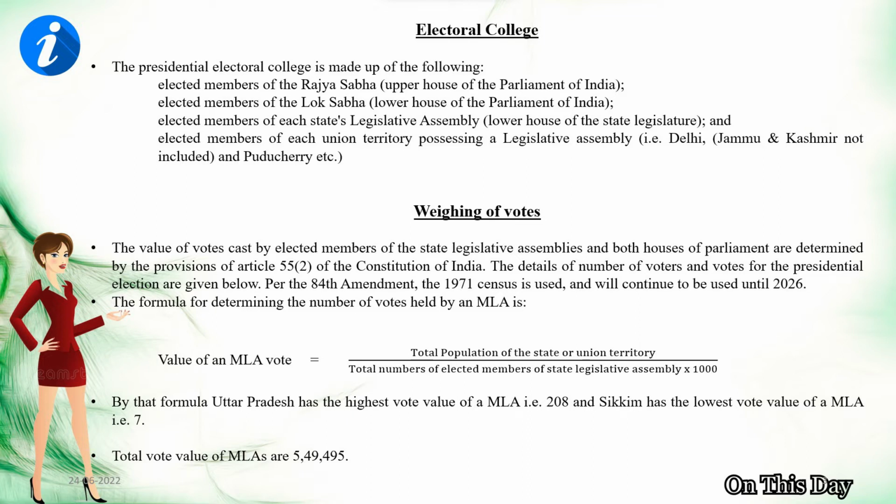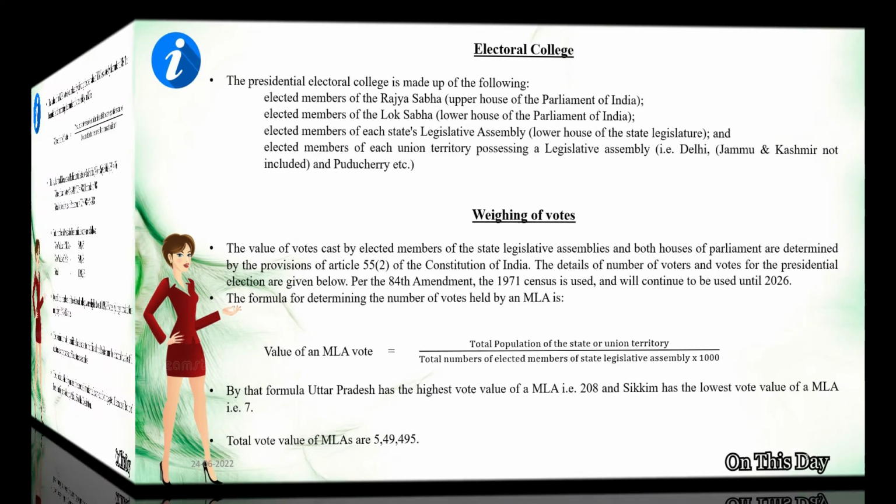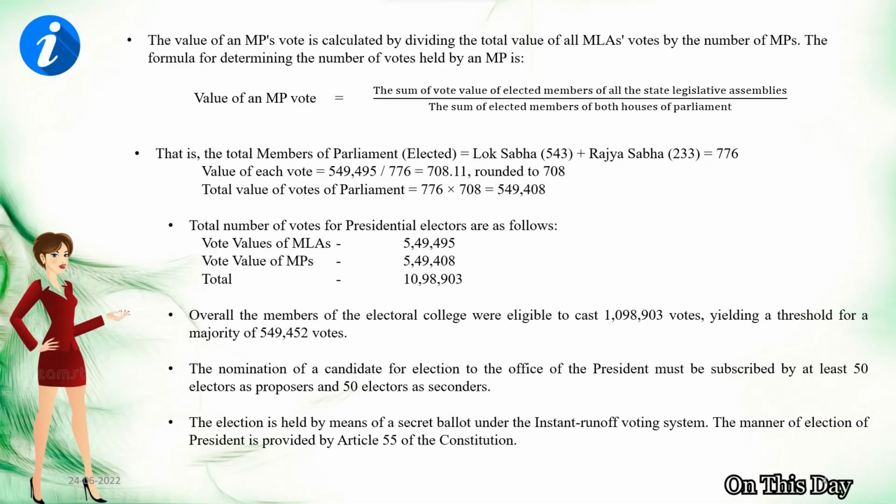The formula for determining the number of votes held by an MLA is: by that formula, Uttar Pradesh has the highest vote value of a MLA, i.e. 208, and Sikkim has the lowest vote value of a MLA, i.e. 7. Total vote value of MLAs are 549,495. The value of an MP's vote is calculated by dividing the total value of all M.L.A.'s votes by the number of MPs.